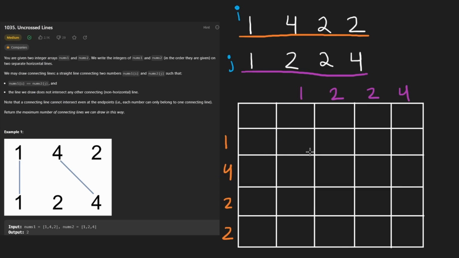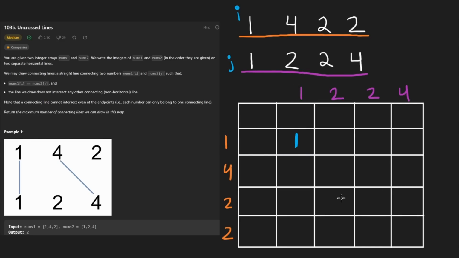But what exactly does a position in this grid represent? Well, let's start with this position because it's simple. This position represents the longest common subsequence, because remember, that's what this problem is about, LCS. It represents the longest common subsequence between these two values. What would that be? Well, they're exactly equal to each other, so the result is going to be 1.